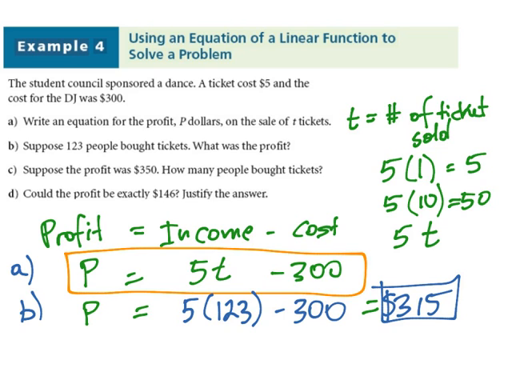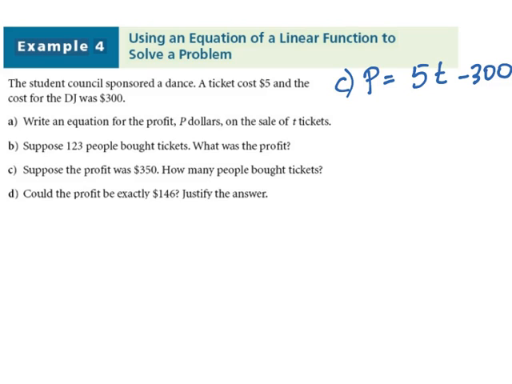Now what about C? Suppose that the profit was 350. How many people bought the tickets? So that's a little bit tricky. So we're looking for the T value. So we're going to erase everything, and we're going to keep the profit equation. So here's our equation. P equals 5T minus 300. Now the profit is 350, and we want to find out how many tickets are sold. So we're going to solve for T.